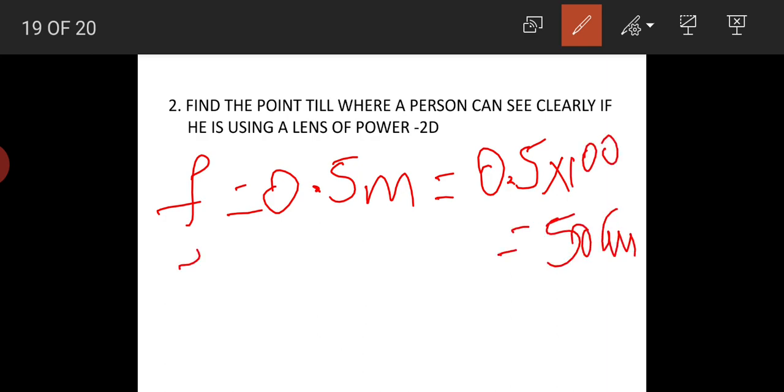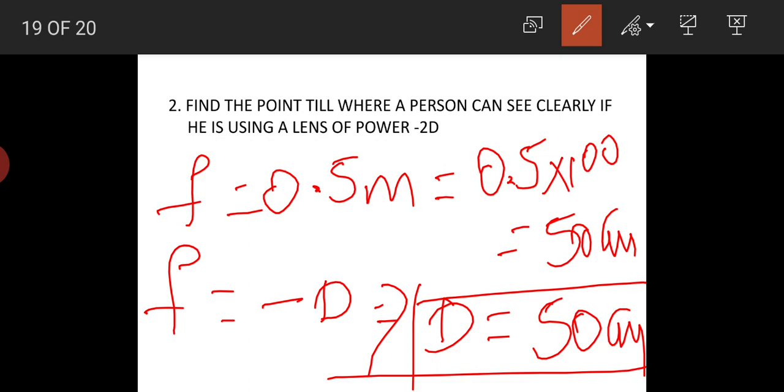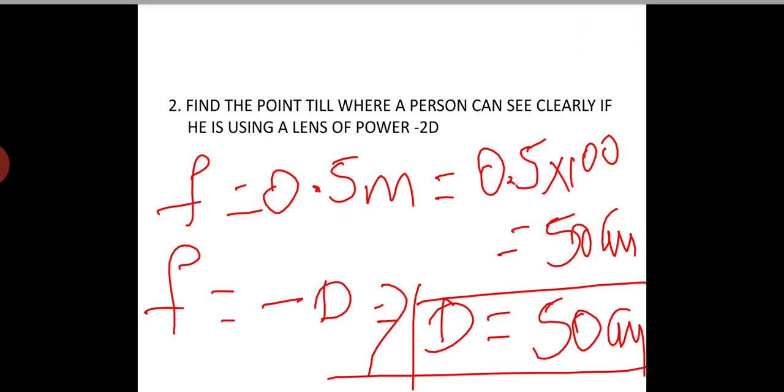And for myopia, the formula is F is equal to minus D. So D is equal to 50 centimeters. So finally D is equal to 50 centimeters. It means the person can see the objects till 50 centimeters clearly. Before 50 centimeters or till 50 centimeters, the person can see the objects clearly. Beyond 50 centimeters, the person cannot see the objects clearly because he is suffering from myopia.